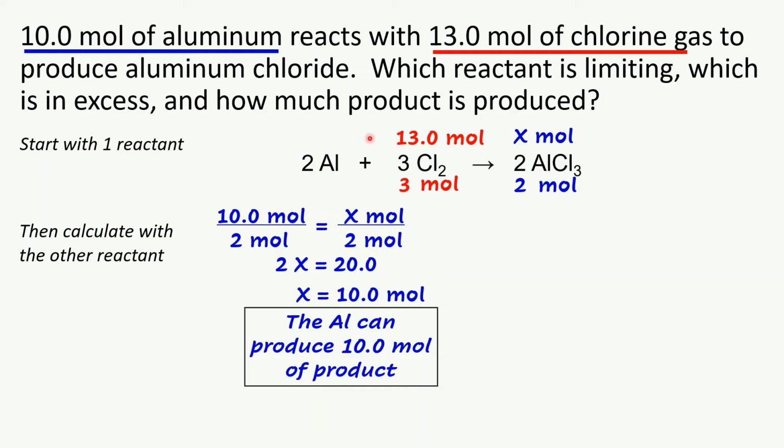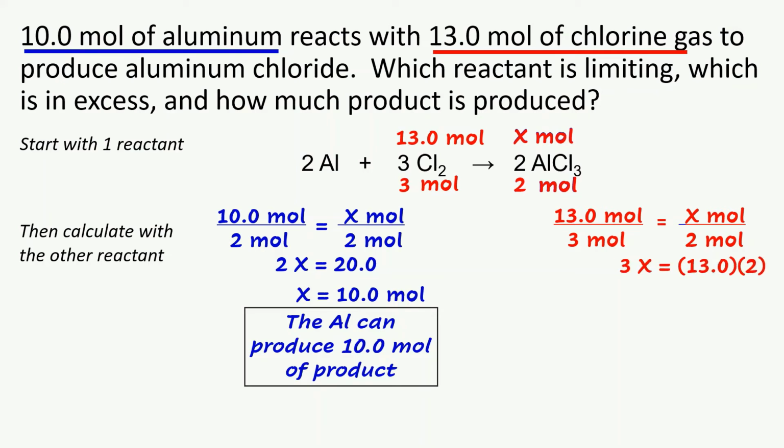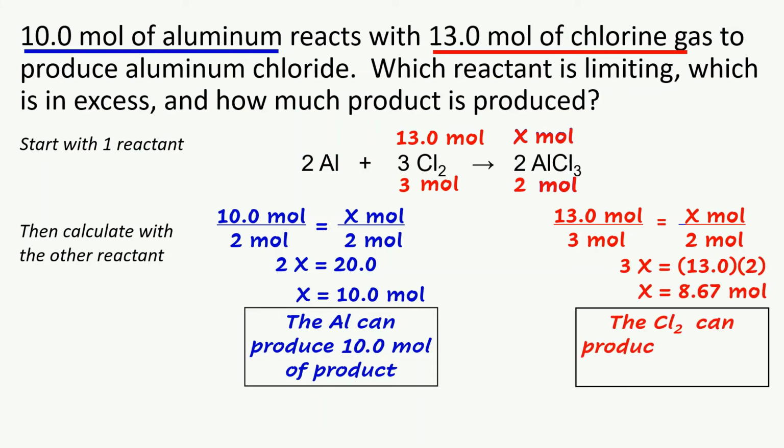And now I'm going to have 13.0 over 3 in one side of my proportion. And the other side of the proportion is already set up. I'm still going to have x over 2 moles. So I'm going to set up that proportion, cross multiply to solve. So this tells me that the chlorine that's available is going to produce 8.67 moles of product.